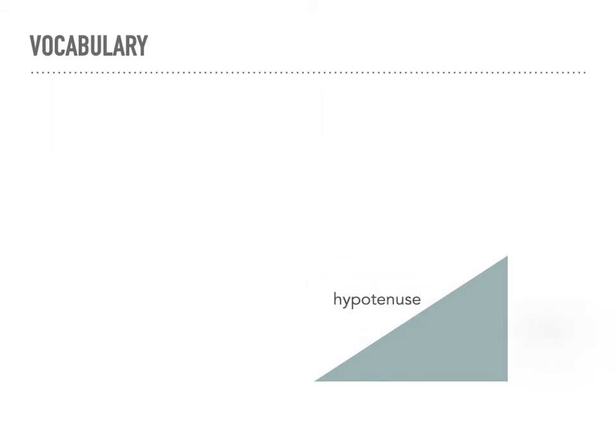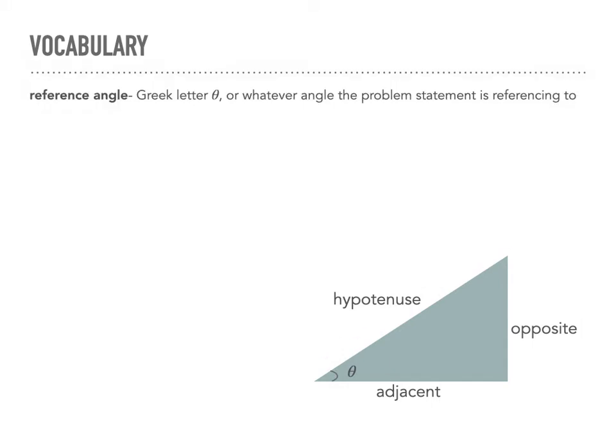Now, as you can see, I've labeled all three sides of the triangle with different names. And as you can see, one of the angles has a different type of denotation. Well, this is called the reference angle. Now, you can denote this by the Greek letter theta, which is that little oval with the line crossed in the middle, or whatever angle the problem statement is referencing.